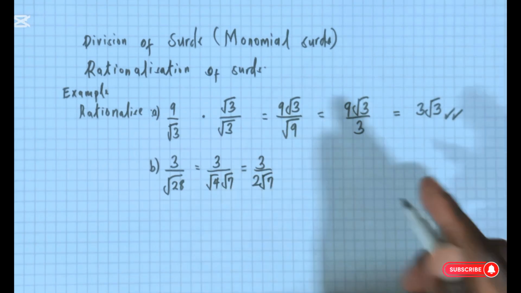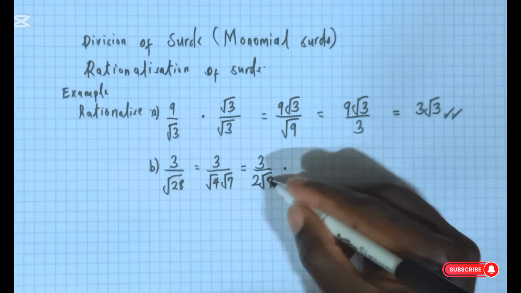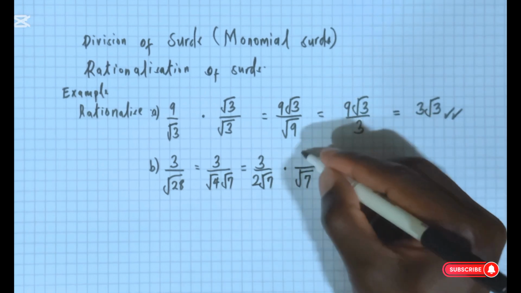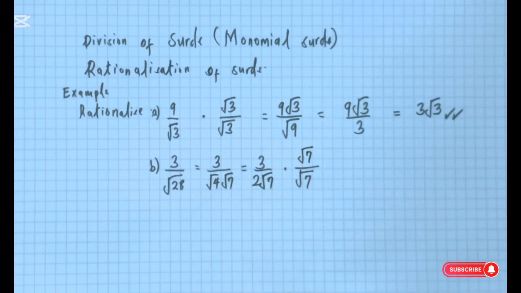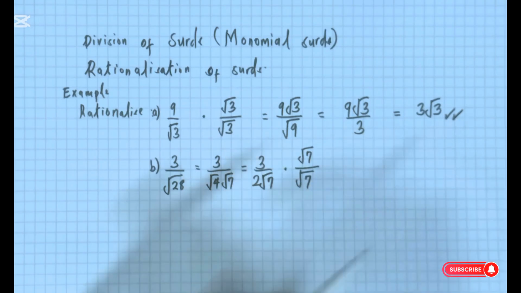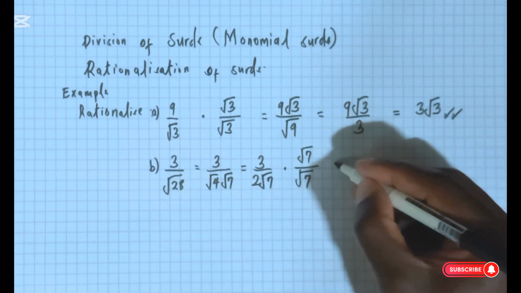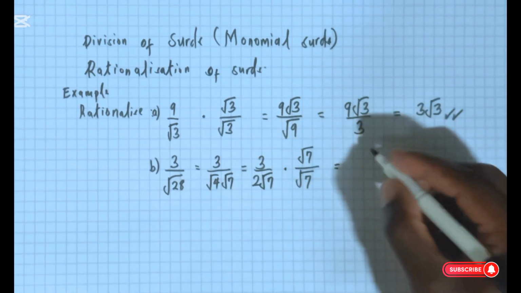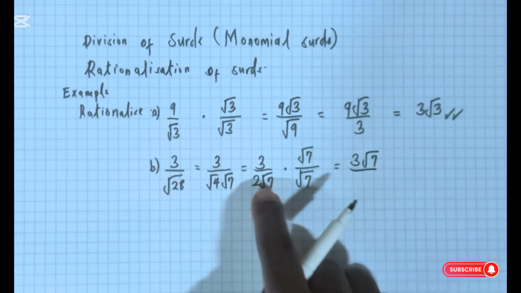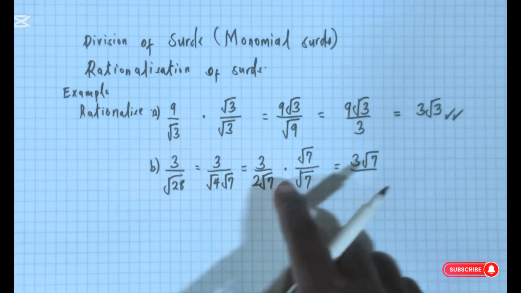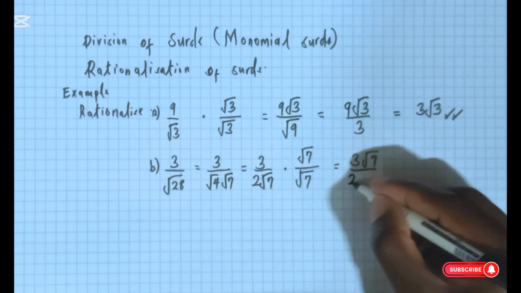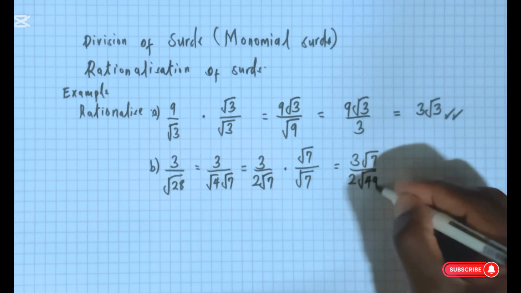And so for us to rationalize this number here, we will simply multiply it by our surd, and that is root 7 in this particular case. So it's going to be root 7 divided by root 7. Remember, we haven't changed the value. It's just like multiplying by 1, okay? So that's going to leave us with 3 multiplied by root 7, which is going to be 3 root 7 all over 2 root 7 times root 7. Of course, that's going to give us 2 root 49.